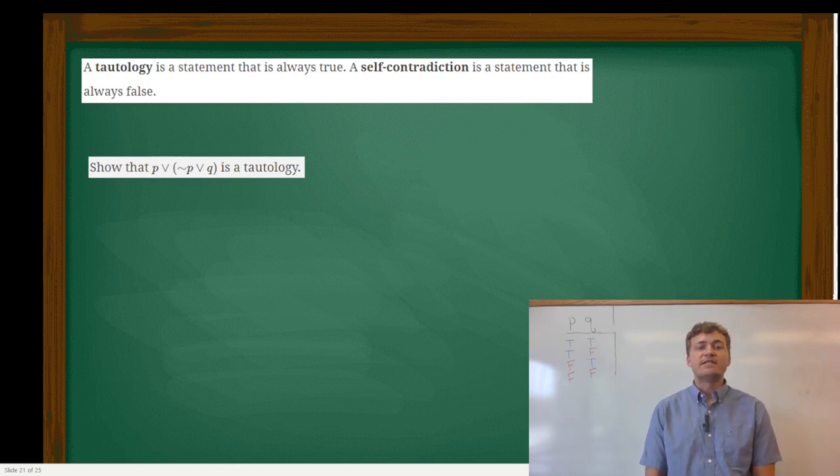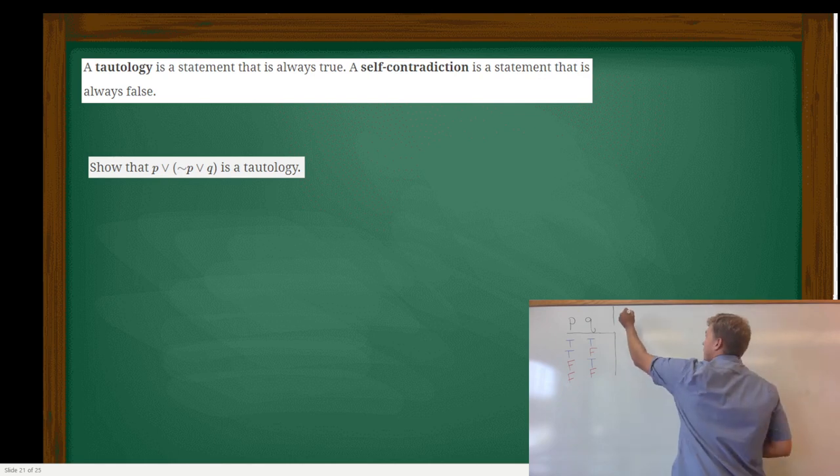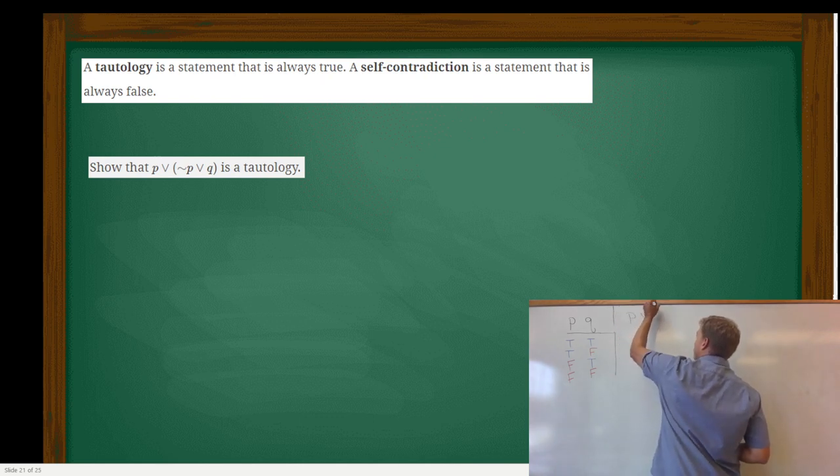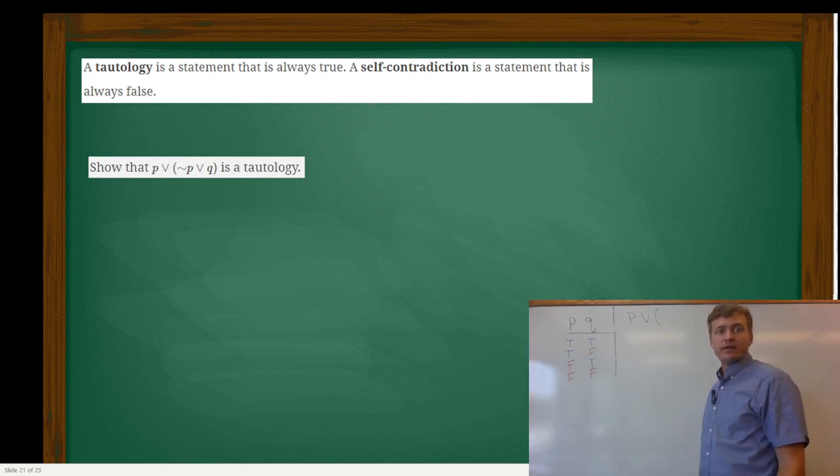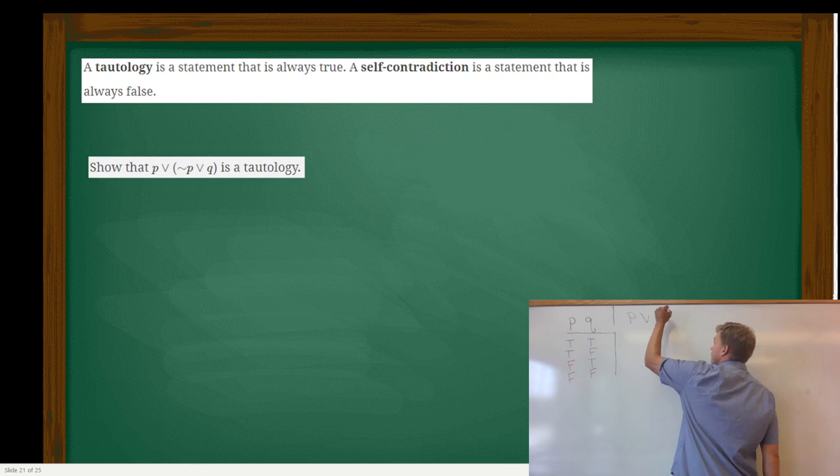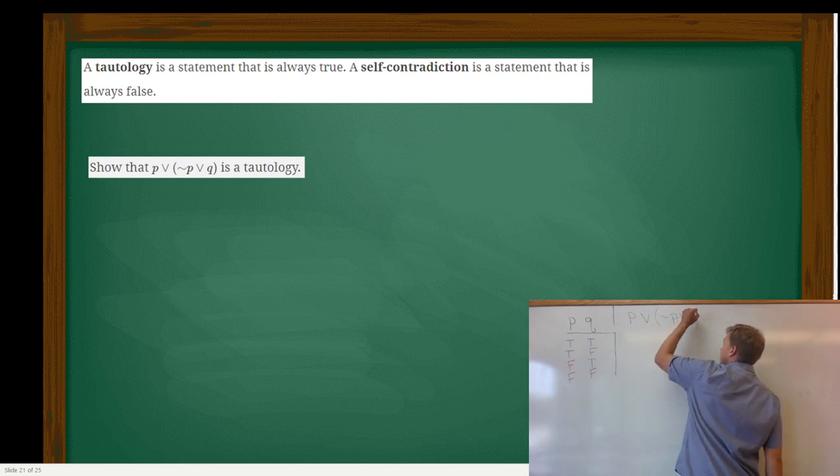Show that the following statement is a tautology. So once again, we're going to get all truths. That's what the show part means. But we need to now provide the work. P or, and so what are we connecting here? Not P or Q. Not P or Q.